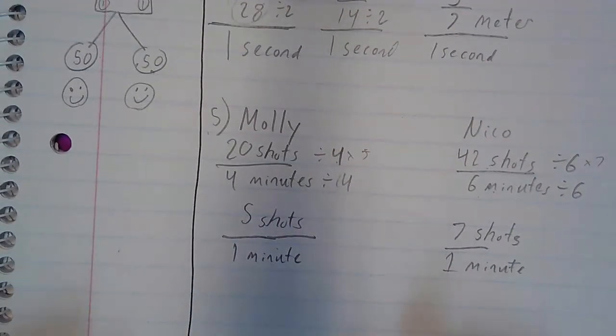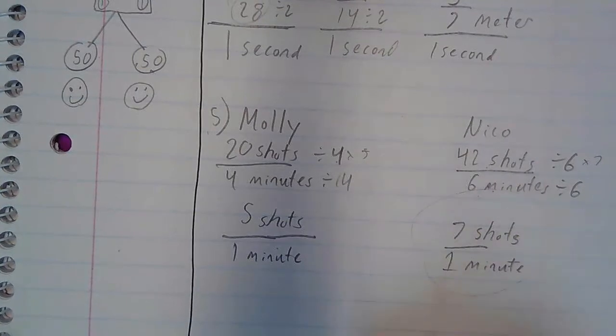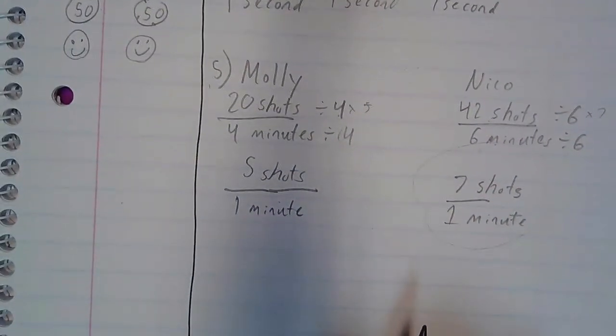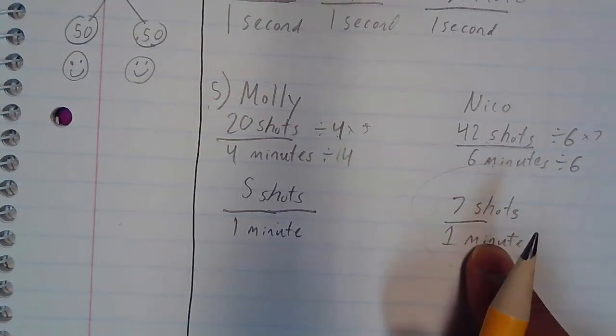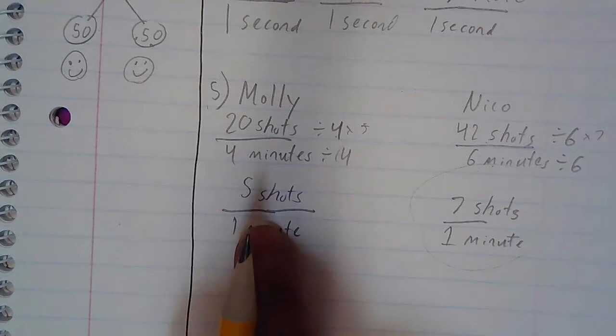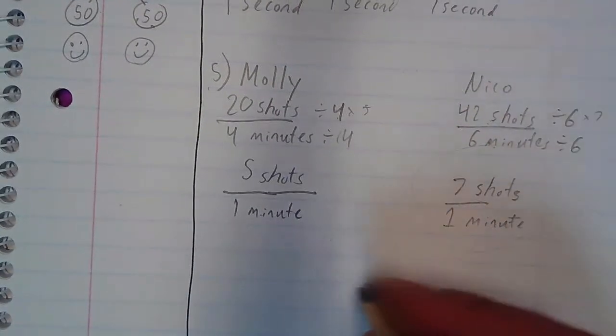Now, the question is asking, how many more baskets did Nico shoot per minute? Some of you are going to say, oh, this is the bigger answer, I'm going to write 7 shots per minute, and you're going to get it wrong. The question isn't asking who threw more shots per minute. The question is, how many more baskets did Nico shoot per minute? So it's already assuming Nico did more. But how many more? She can make 5 in a minute. He can make 7. How many more shots did he make? Well, he made 2 more, right?